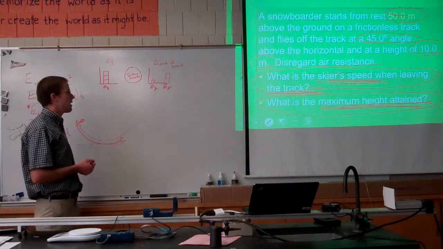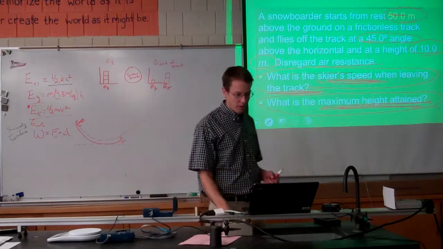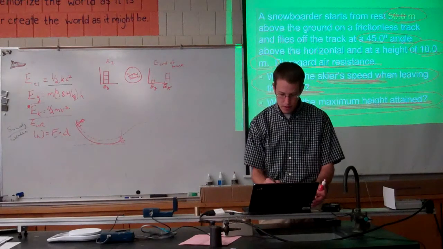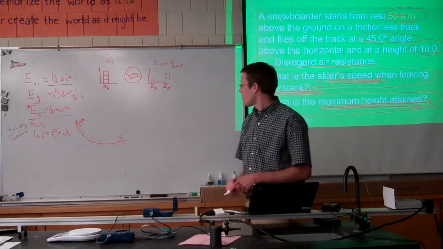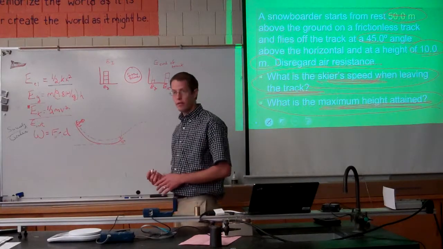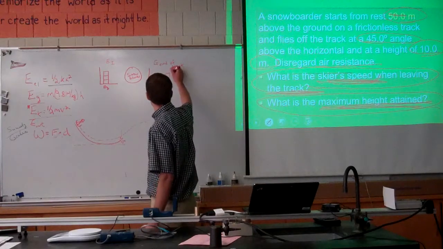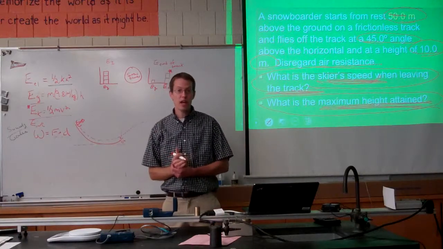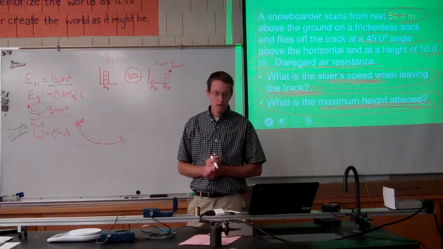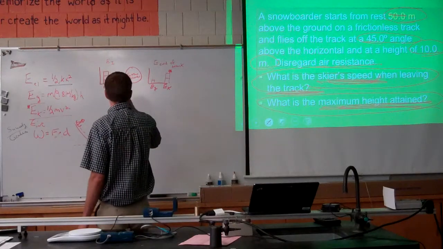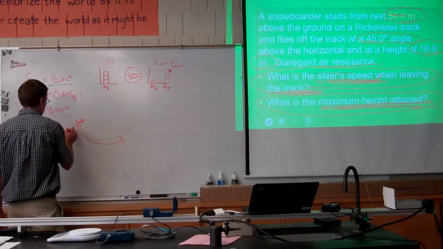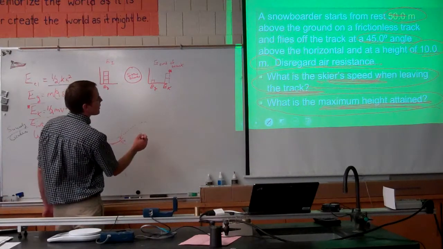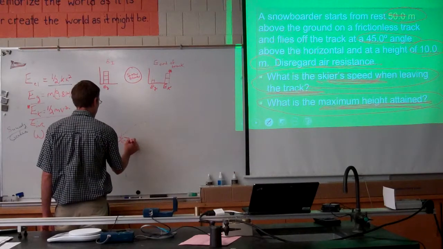So it's actually asking about the skier's speed. The trouble is, where is the velocity buried? Well, the velocity is buried in this EK right here. So if we can find that EK, then we can find the velocity, hypothetically. Let's go ahead and try this out. He's up here at 50 meters. That's a really high jump. And then up here he's at 10 meters when he leaves the track.